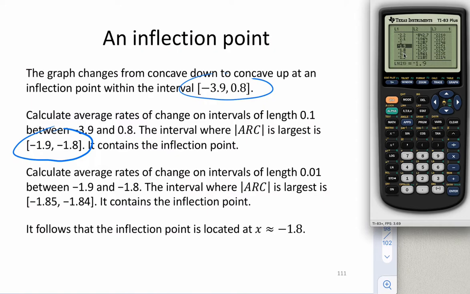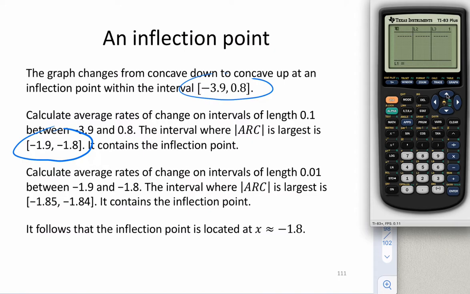So I'm going to clear. I'm going to go to memory, second memory. I'm going to clear all lists, just as a quick way to get rid of all of that information in the stat editor. Now I'm going to go back into the stat editor, and we're going to look at the interval from negative 1.9 to negative 1.8.